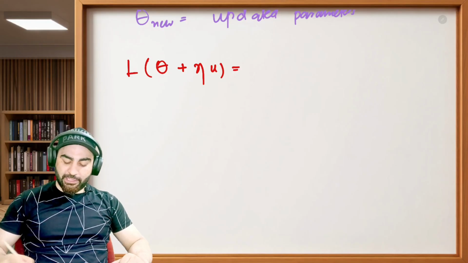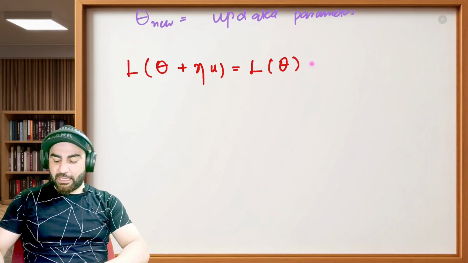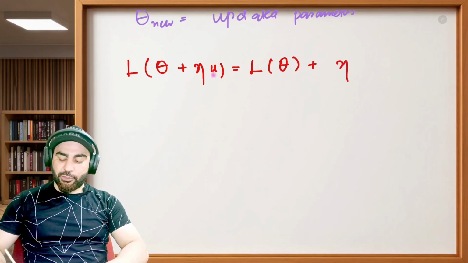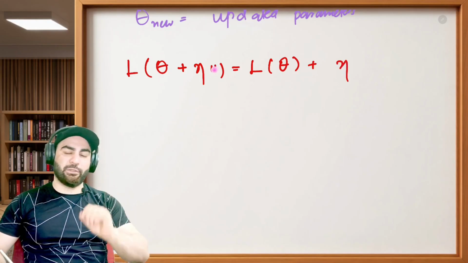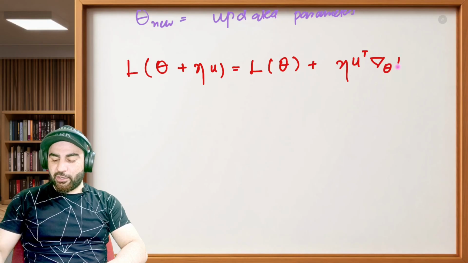So now what will this be equal to? This will be equal to L of theta, by using the similar rules, and then plus this eta, and this, you know, we have a vector. This is not a single number now. This is a vector, and we need to perform multiplication. So in this we can see ut, and then we can say delta theta of L of theta.